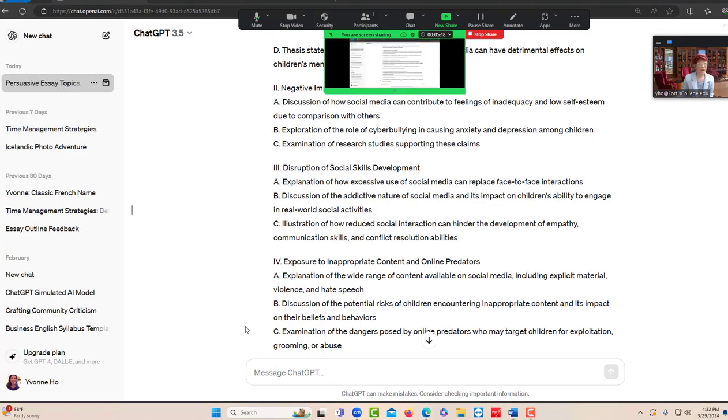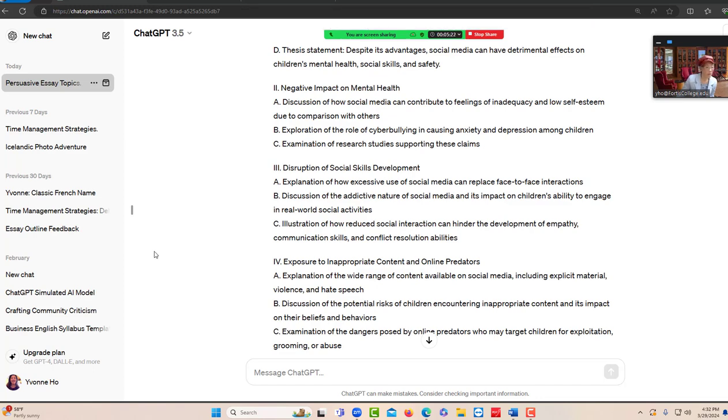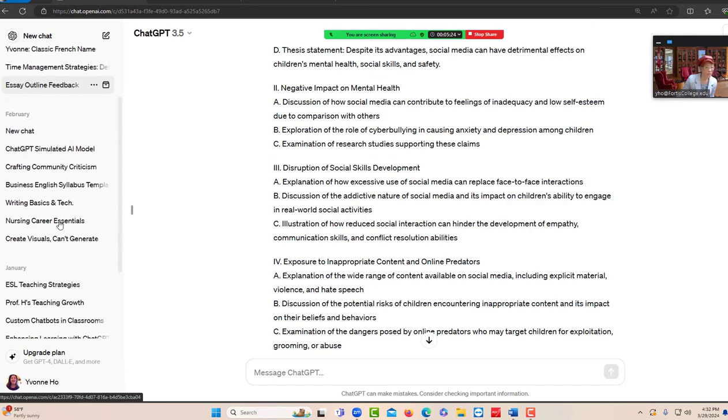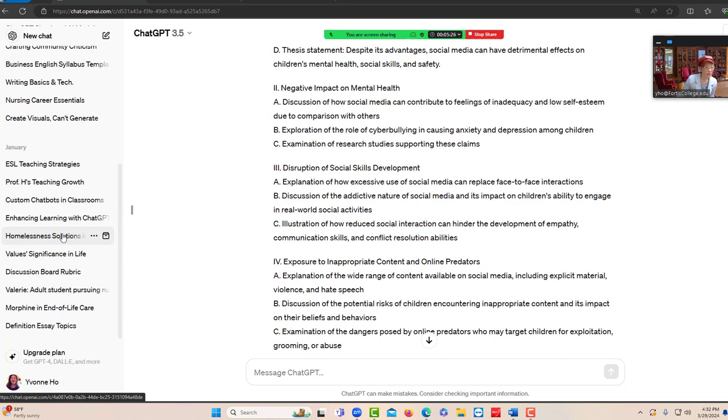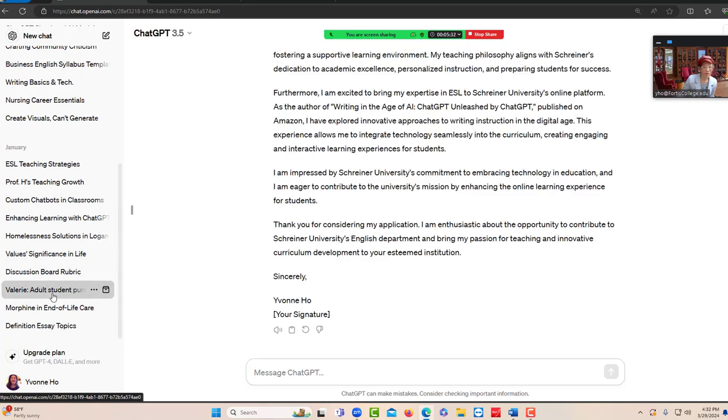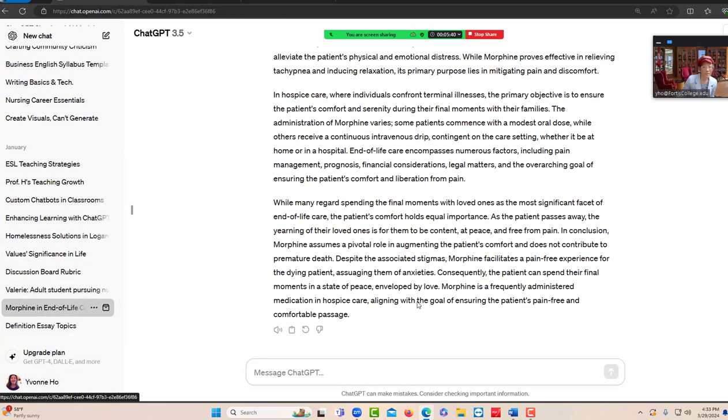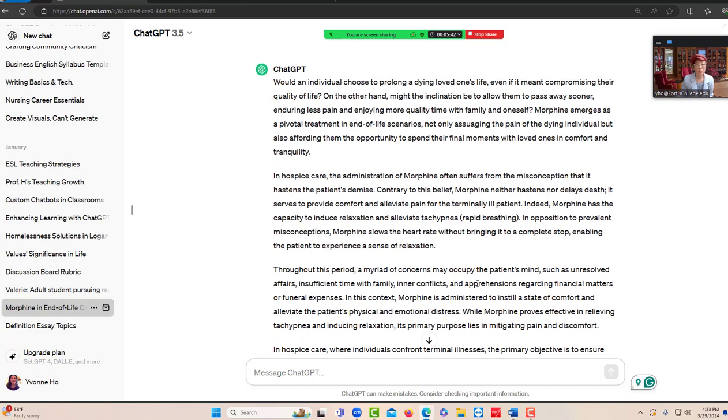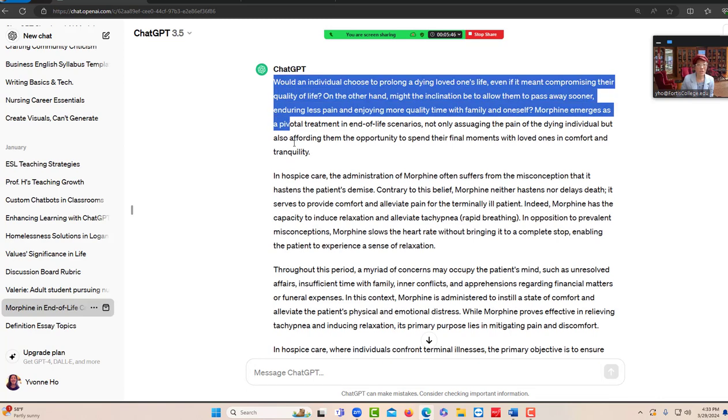Yeah, that's it. What I'm going to do is go to some of my previous students' papers. Let's see if I can find somebody's paper that I can use. So Valerie, is this a good one? No, that's not it. Definition, here we go. Yeah, so here's something that a student wrote. This is an actual essay that a student wrote.